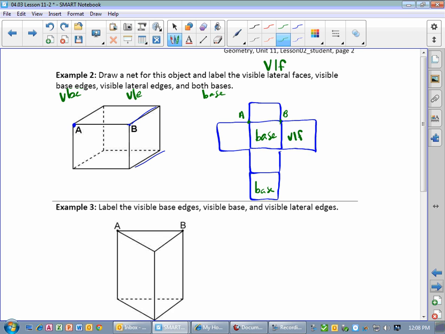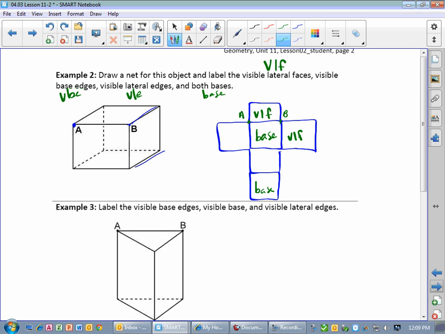Based on the way that I talked through unfolding it, this is the bottom. Right? This is down here. Can we see that? No. We can see the top one, which again, the way that I've talked through it, that would be up here. Right? So VLF. Okay. Do you see any of the other lateral faces? Can we see the left side? Can we see the bottom? No. Okay. All right. So that's it.